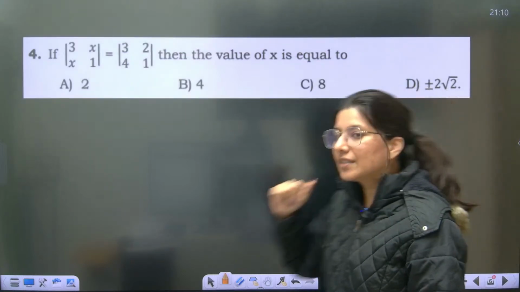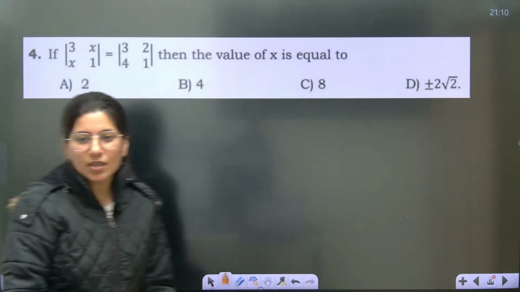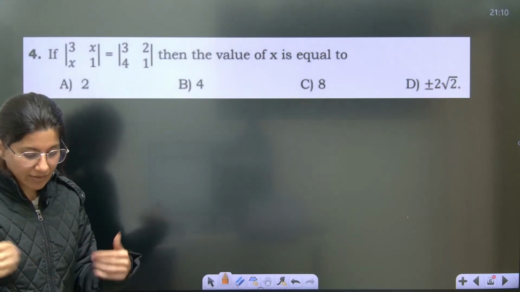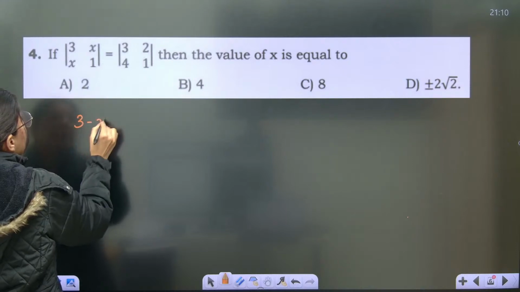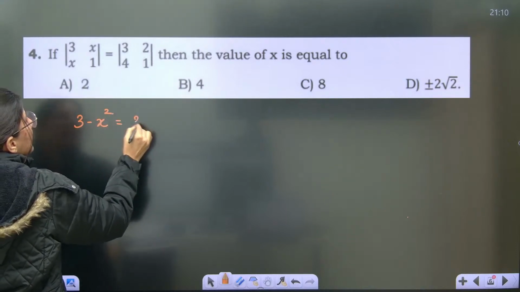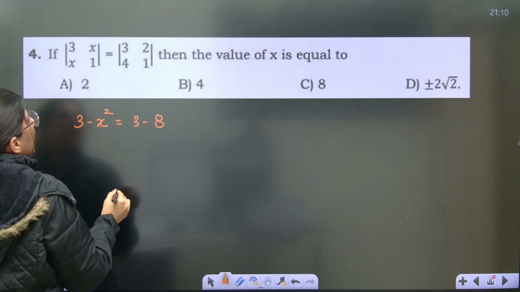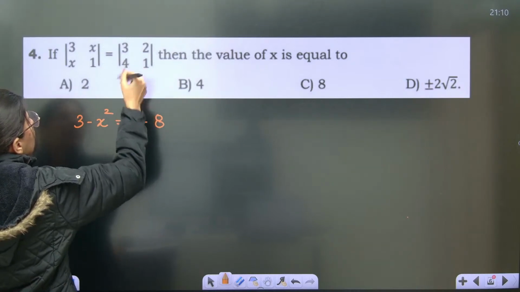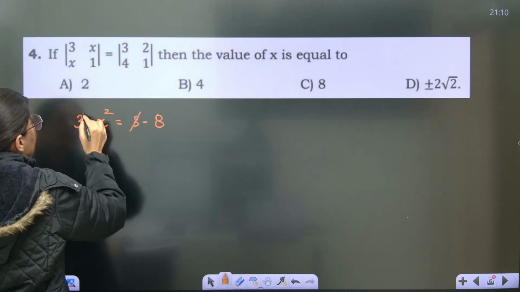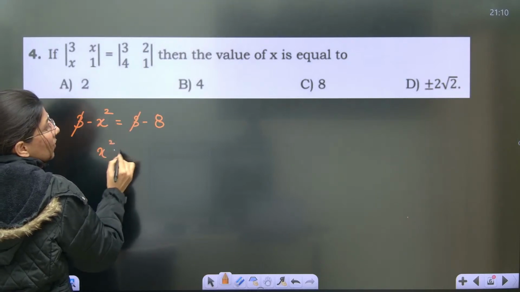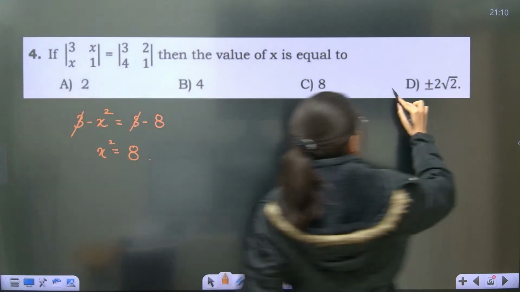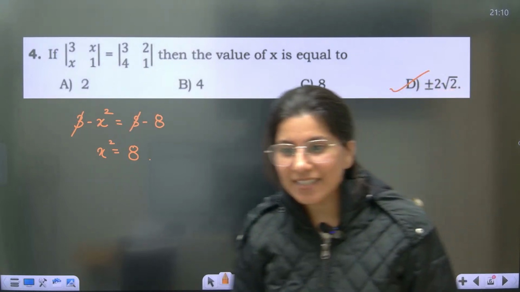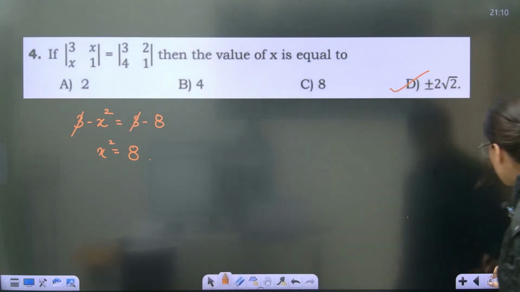Okay, this is from the determinant. So 2 cross 2 determinant. I hope that everybody is aware how to solve a 2 cross 2. So this is 3 minus x square on the left hand side. This is 3 minus 8 on the right hand side. Clearly 3 and 4 2s are 8. So clearly 3 and 3 is gone. X square is equal to 8. So they are talking about the value of x. Now this time it is option D, guys. Yes, Uma, absolutely. Option D.